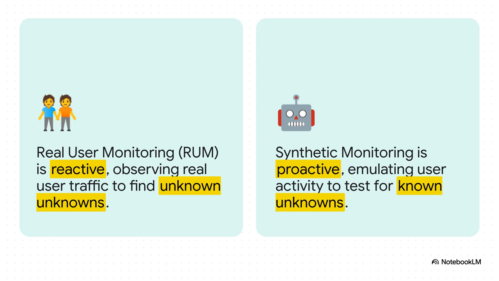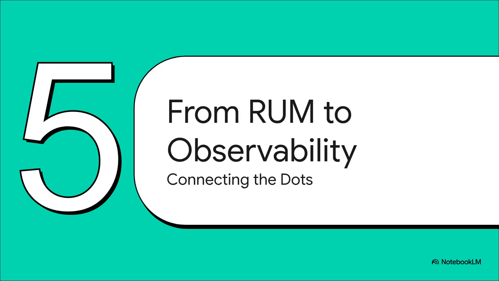It's awesome for catching big problems before our users do. But RUM is reactive. It watches real user traffic, and that's how it uncovers the unknown unknowns, all the bizarre, unexpected issues that only pop up because of the sheer complexity of thousands of real people on different devices, networks, and browsers all at once. And you can just see the light bulb go off over Ben's head.